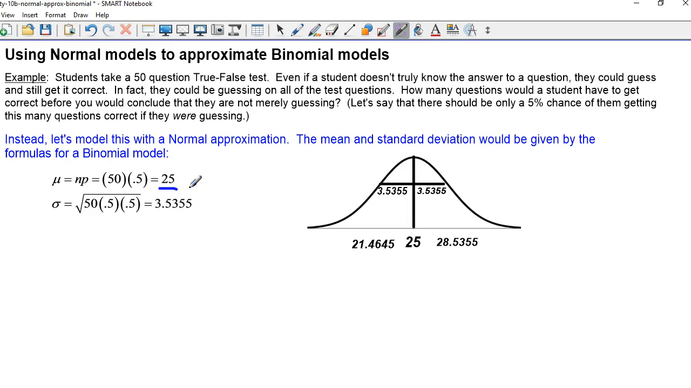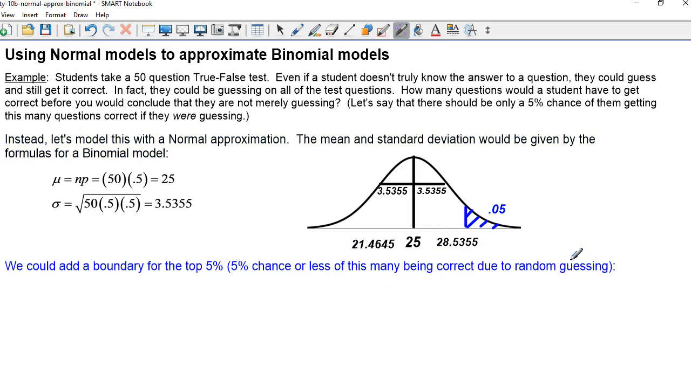That means we can use a normal approximation for this binomial model. The mean would be 25, and the standard deviation would be the square root of n, which is 50, times p, which is 0.5, times q, which is 0.5, which means the standard deviation would be 3.5355. And here's a sketch of the normal model for this binomial distribution.